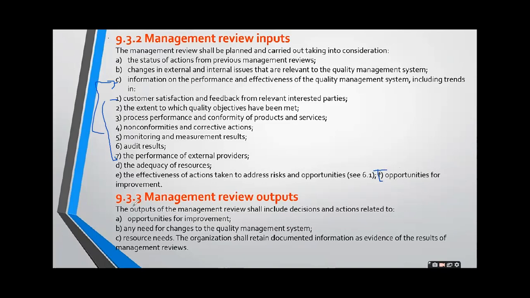Okay. Now let's discuss the next clause, which is 9.3.3. See, this clause usually emphasizes the tangible outcomes of the management review process. That's very simple. See, the improvement decisions and actions part is very important because you will define the specific actions to be addressed, where the identified opportunities for improvement and the enhancement of the quality management system will take place.